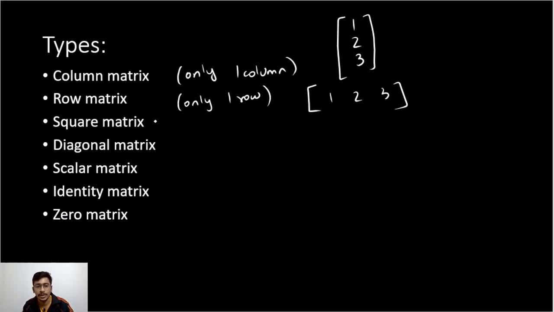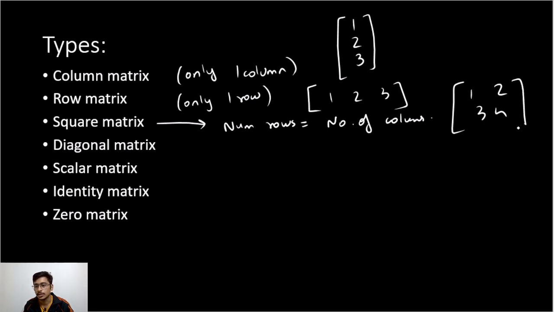What is a square matrix? The length and breadth of a square are equal. So if the number of rows equals the number of columns, then you get a square matrix. An example is simply, let's say, 1, 2, 3, 4. So this is a square matrix which has order 2 cross 2. It has 2 rows and 2 columns.